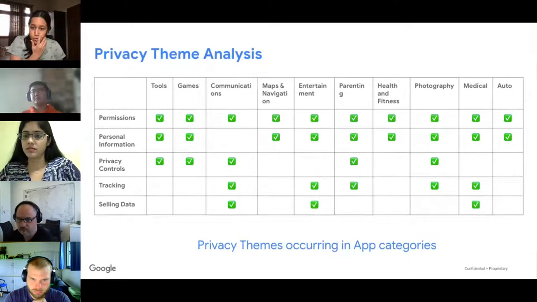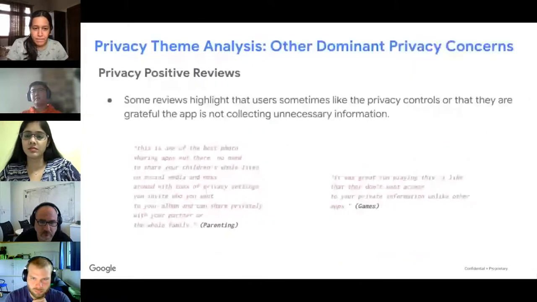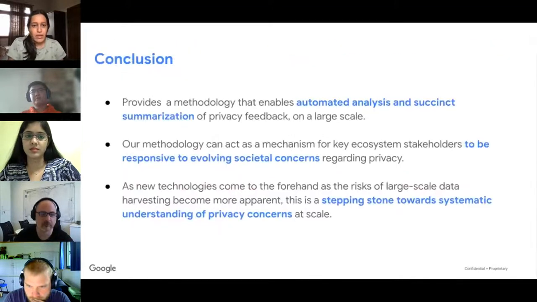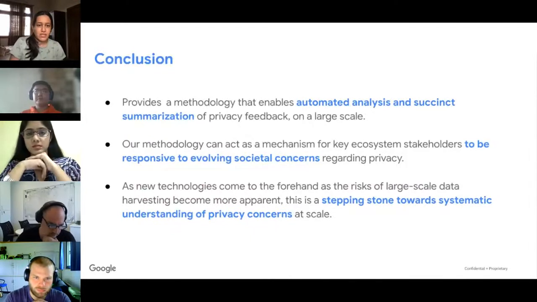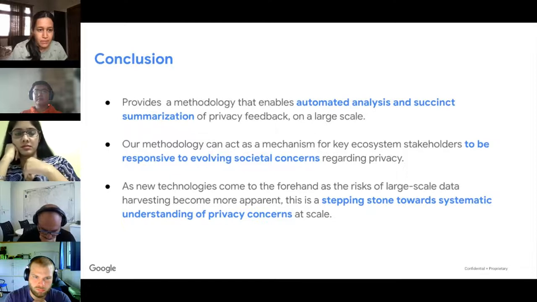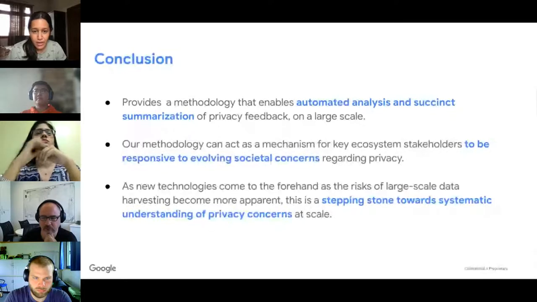Permissions, use of more personal information. Then there were some related to privacy controls, tracking and selling data. And there were also certain privacy positive reviews that we identified, where the users were able to acknowledge that good privacy controls were being presented. And all in all, this method could be used to summarize the privacy feedback that we have, and raise these concerns to the app developers to work on the privacy specific concerns that users have about their app.